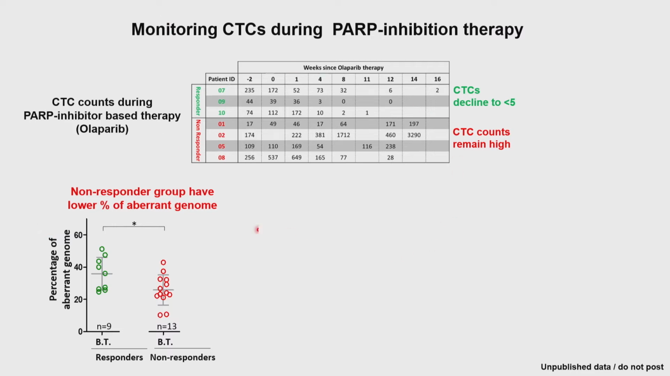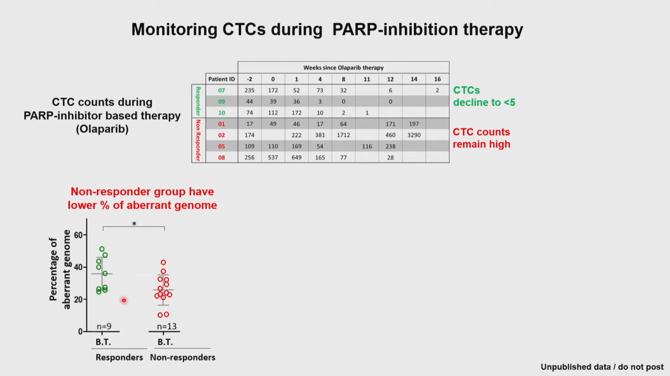When we have a look at the CTC numbers that we got from the patients that we could investigate, we focus, of course, on those that had around baseline 40 or more CTCs in the blood to have enough cells and enough power to do these analyses. However, in the patients that then turned out to respond to the therapy, you can see that they all showed a decline of CTCs with less than 5 CTCs at the end of treatment, whereas the non-responders remained at very high CTC numbers.